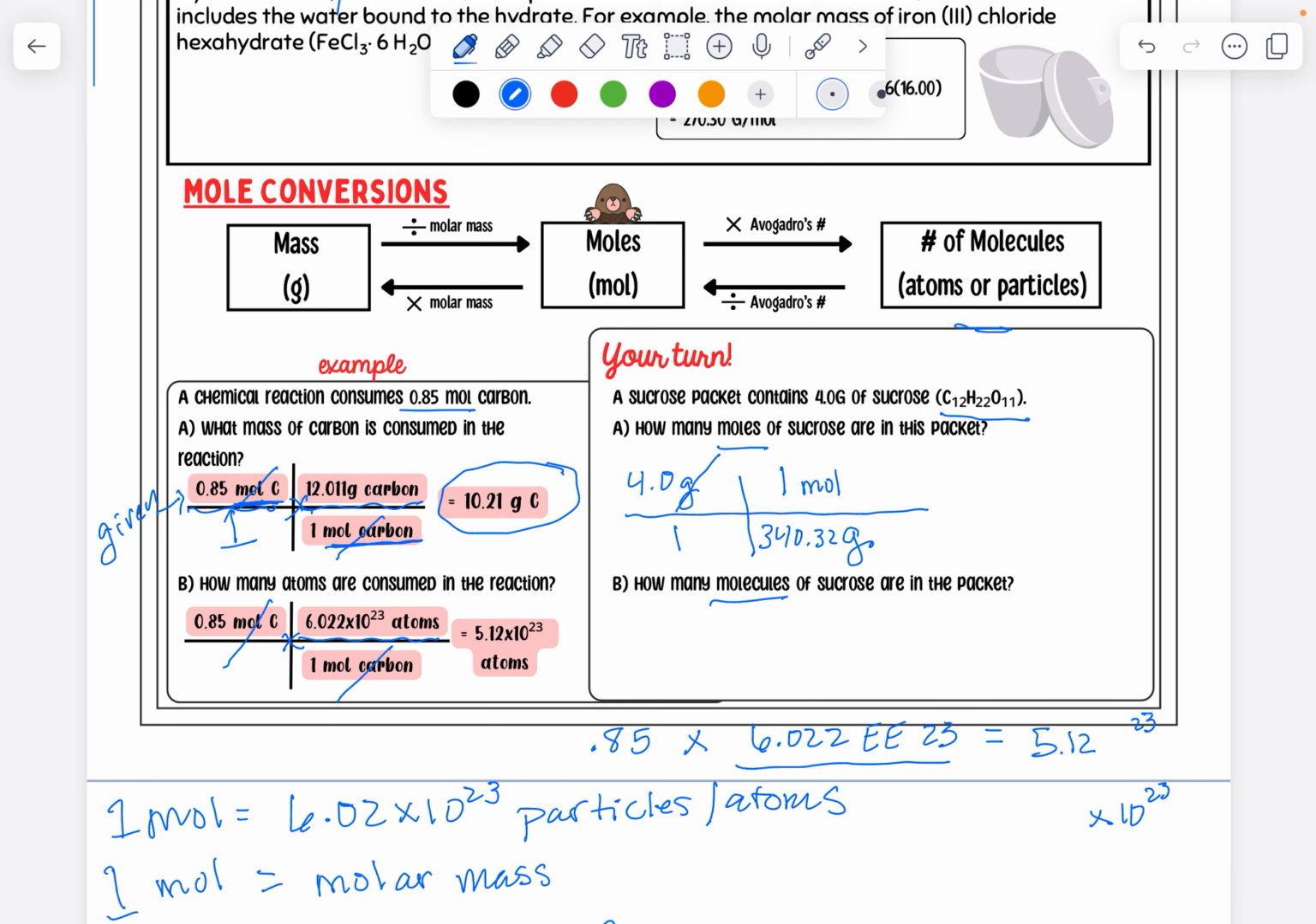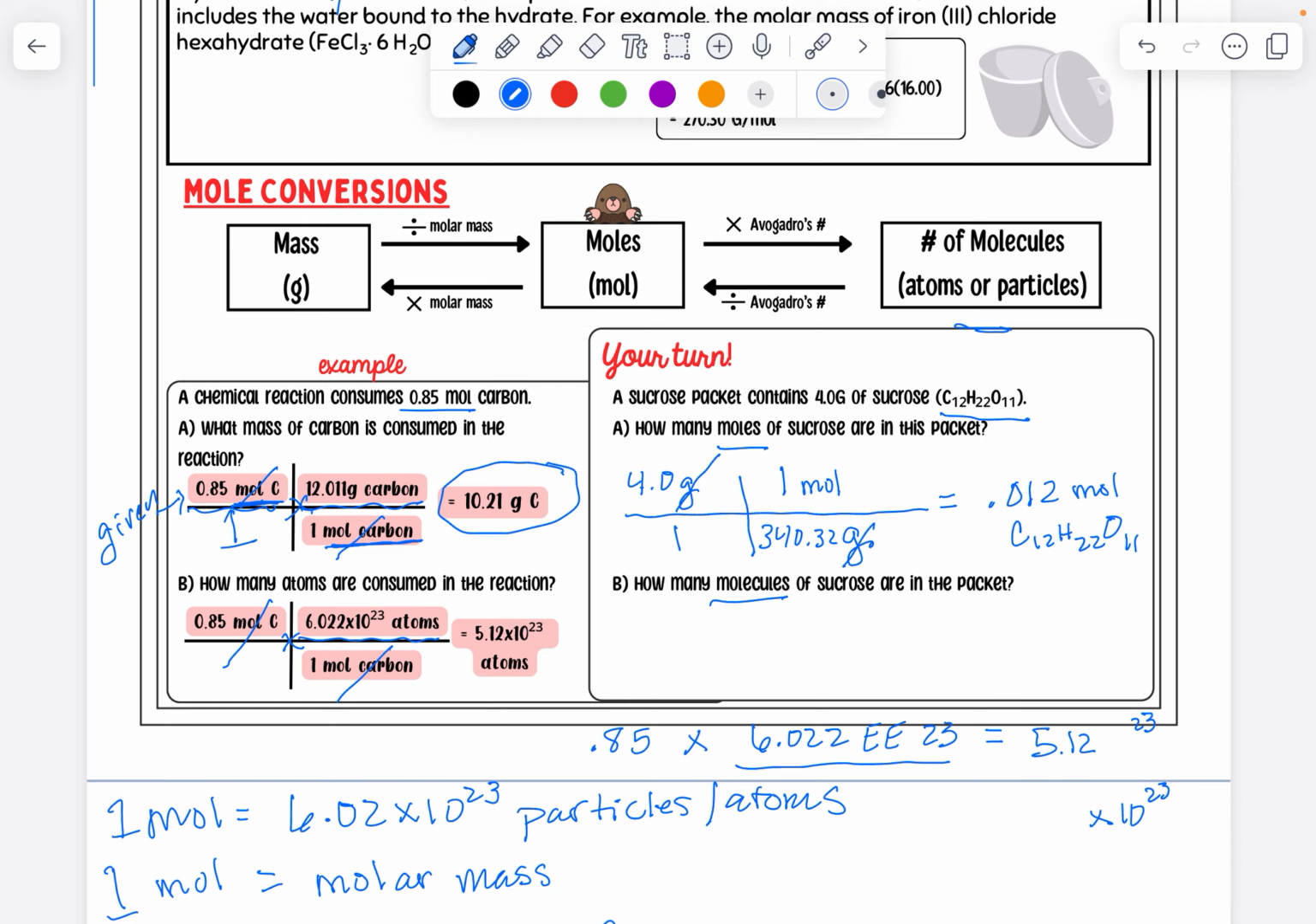Now notice my grams cancel out because I have 1 in my numerator, 1 in my denominator, and I'm left with moles, which is the units I want. So now I multiply everything on top and divide by what's on the bottom. So it's 4 divided by 340.32, and I get 0.012 moles of sucrose.